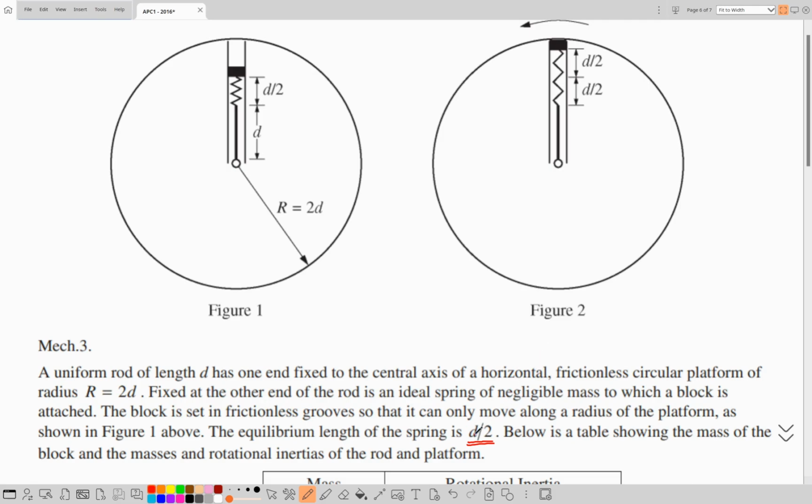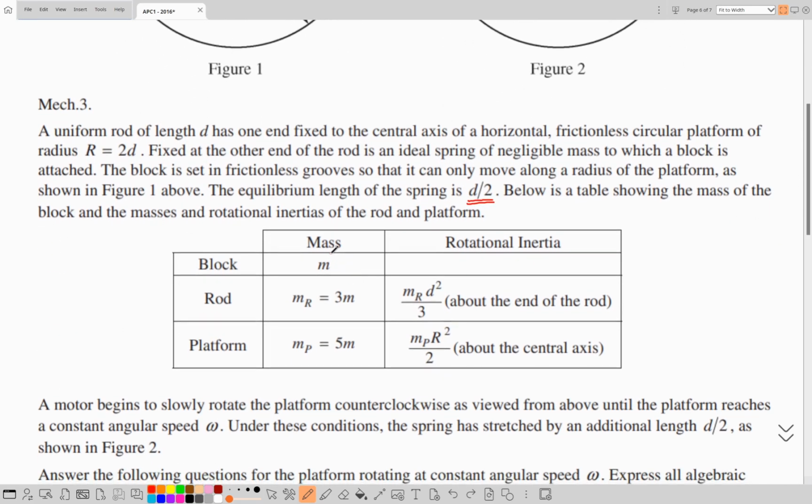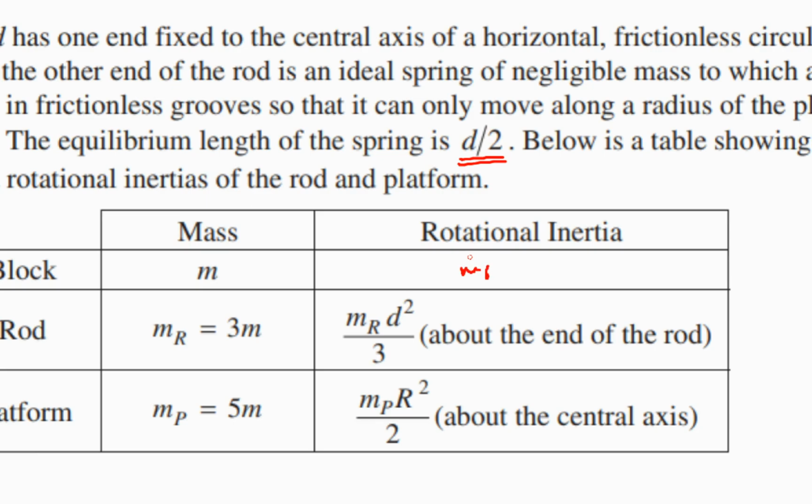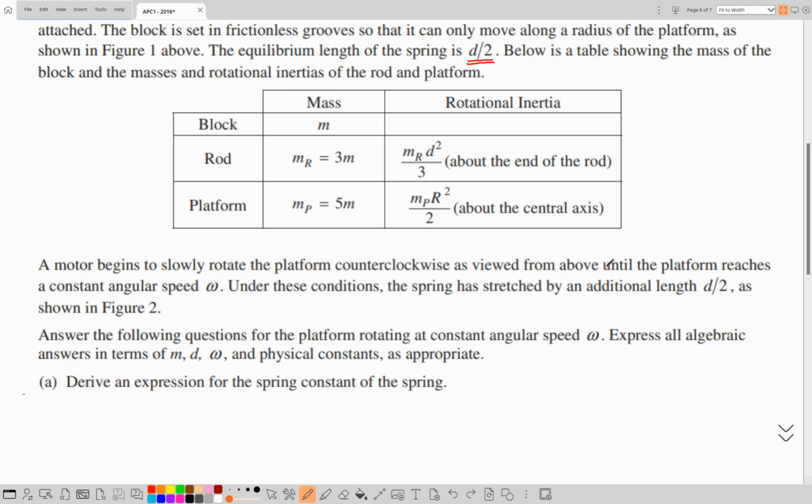Below is a table showing the mass of the block and the masses and rotational inertia of the rod and the platform. So we have the masses of the three bodies, and we have the rotational inertia for the rod and the platform. The rotational inertia of the block is not given. If the block is considered as a particle, we know that the rotational inertia of a particle is given by mr squared, where r is the radius, or the distance from the center of rotation.